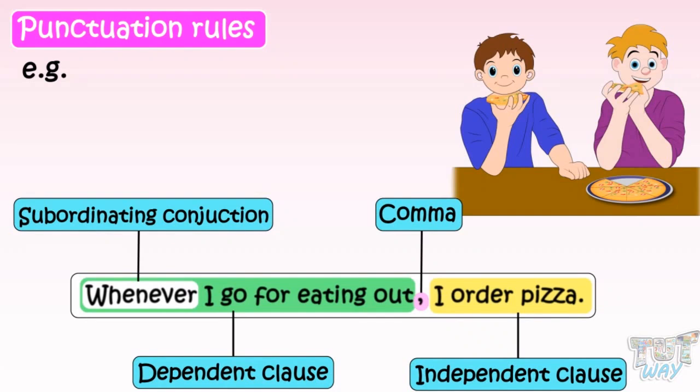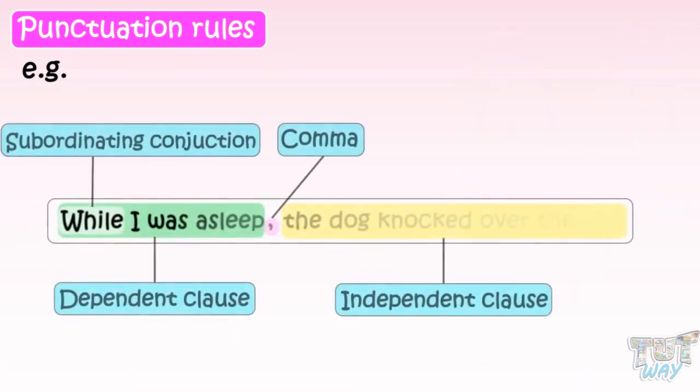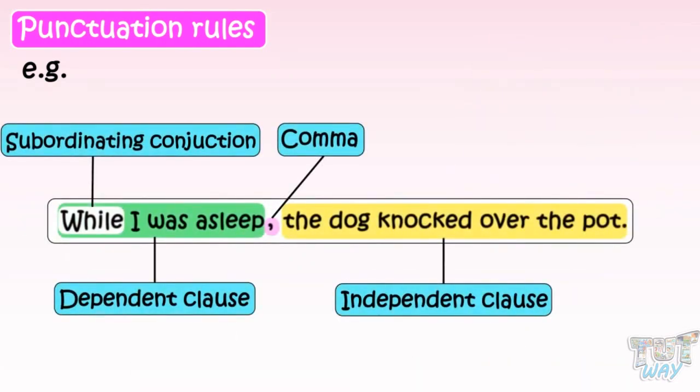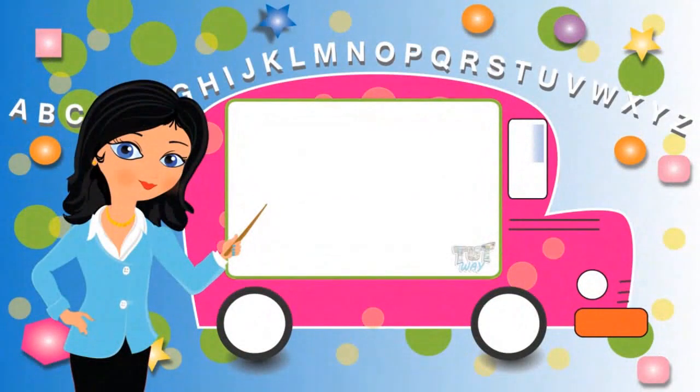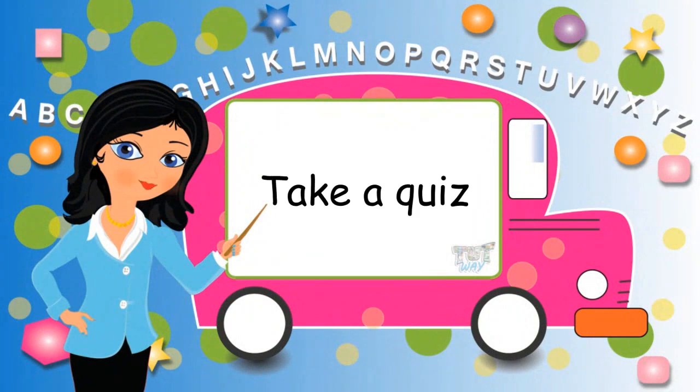Here we have some more examples where you can see comma between two clauses, and the reason is independent clause comes after the dependent clause. While I was asleep, the dog knocked over the pot. So we have learned a lot about different types of clauses and how to connect them to each other. Now you may go ahead and take a quiz to learn more.